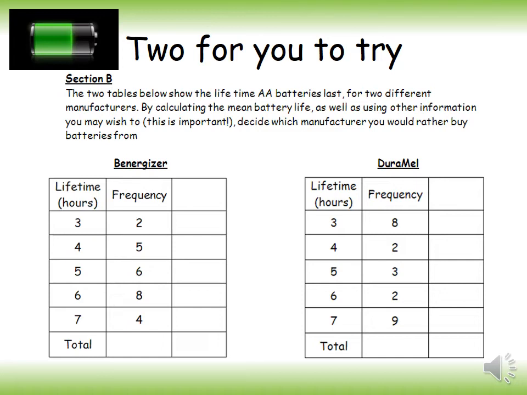Okay, so that brings us to the end of the session almost, but as always there are 2 here for you to try. So we've got 2 sets of batteries, Energizer and Duramel, and your job is to calculate which is the better buy. So pause again for 5 seconds so that you can freeze the screen and do the calculations.